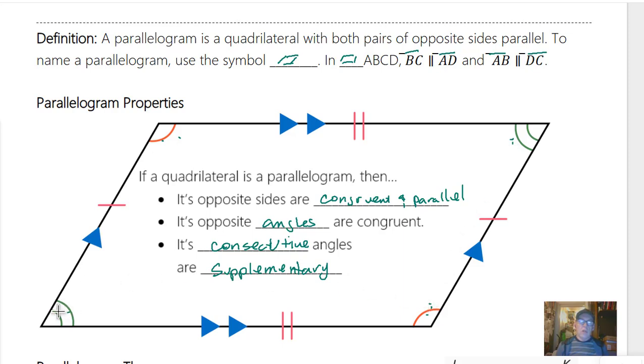These two are going to add to 180. These two add to 180. These two add to 180. But in terms of opposite angles, they're going to be equal to each other, and those opposite angles are going to be equal to each other. The opposite sides are parallel and congruent to each other.